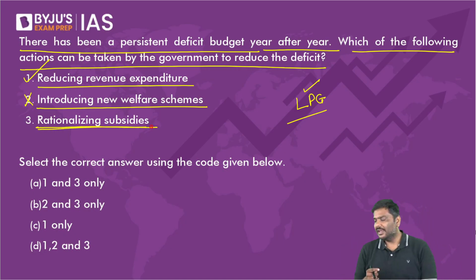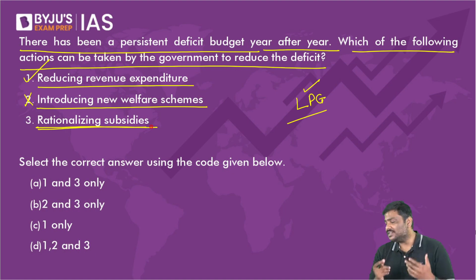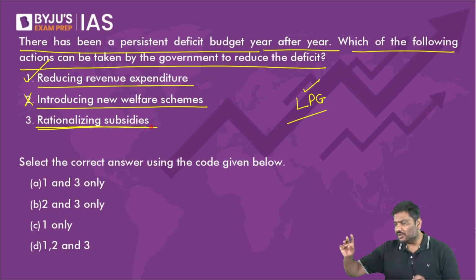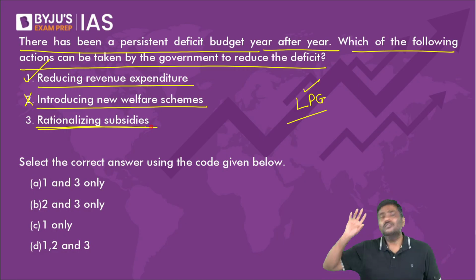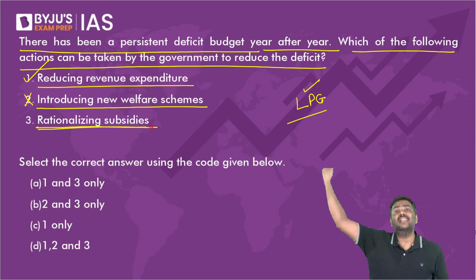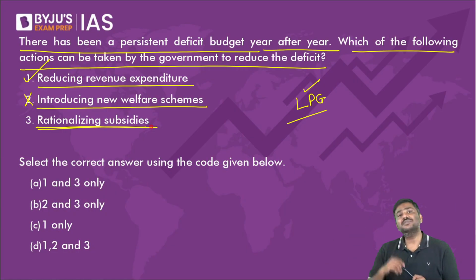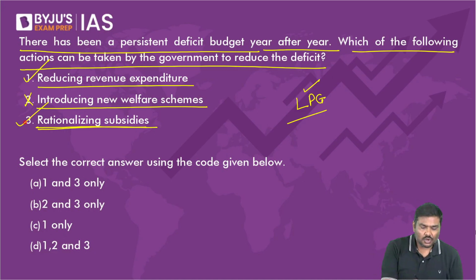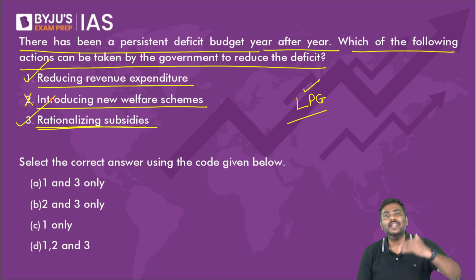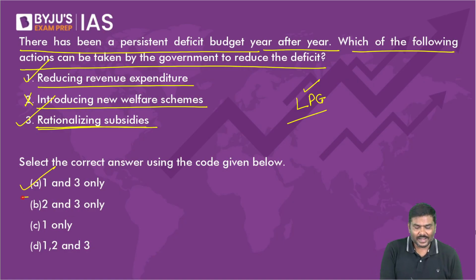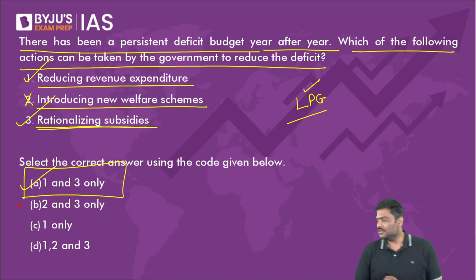Is the logic okay? Right? Can I say I'm rationalizing? Rationalizing means efficiently we are disbursing the subsidies. How do we do that? There's a concept called direct benefit transfer. Not today. We'll have a separate discussion on subsidies later. What is a DBT? What is the importance of this? What is the issue with LPG subsidy, etc. We'll discuss it later. So rationalization of subsidies will also reduce your deficit. So 1 and 3 are correct. Right option for the question will be option A here.